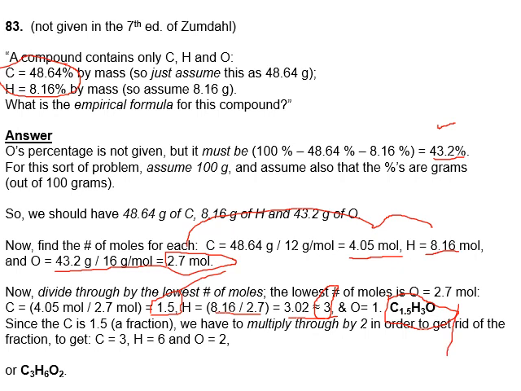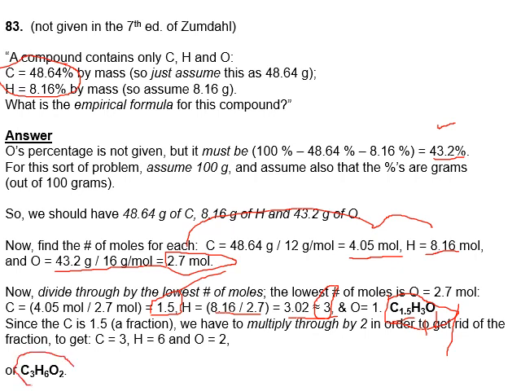To get rid of the fraction here, the 1.5 is a fraction, you want to get rid of that. So multiply it by 2, but you can't just multiply that C by 2. You also have to multiply the 3 under the H by 2 and the 1 under the O by 2. So you're going to wind up with C3H6O2, and that's actually going to be the empirical formula.